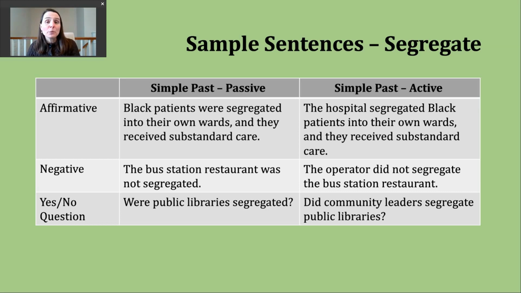So here I'm using did, then I've got my subject, who was responsible for that action, then the base verb. Okay, so I'm only using that ed form in the affirmative in active voice in the simple past. Our structure stays a little more consistent in the passive voice. So we're using a past form of be and then the participle form of the verb in our affirmative, negative, and our yes or no question.